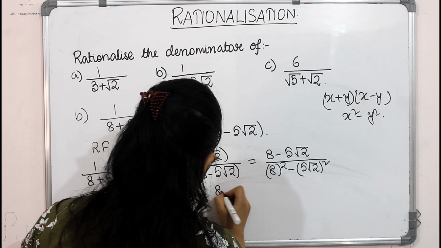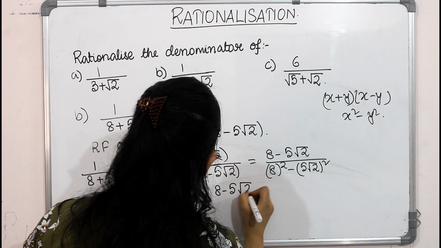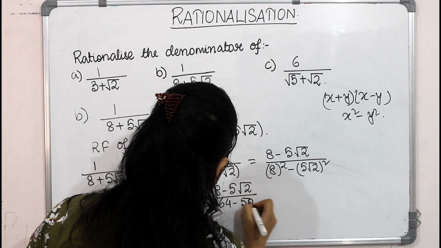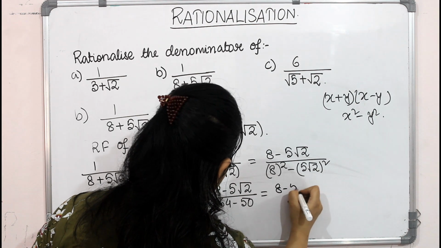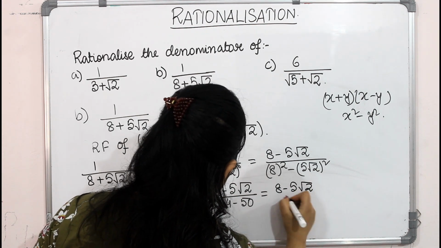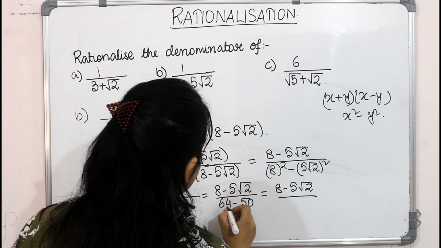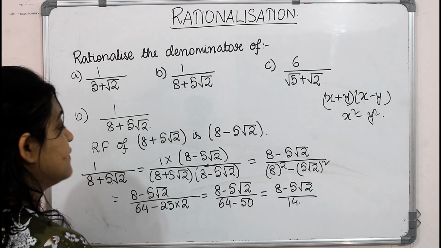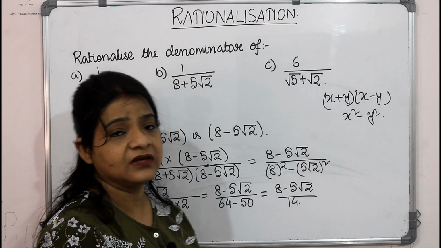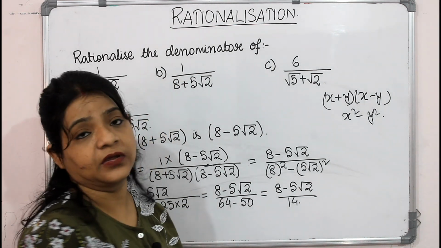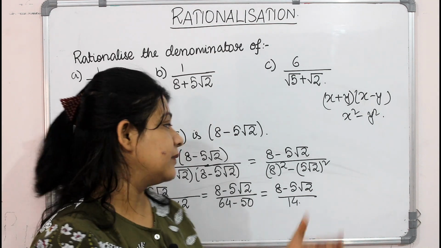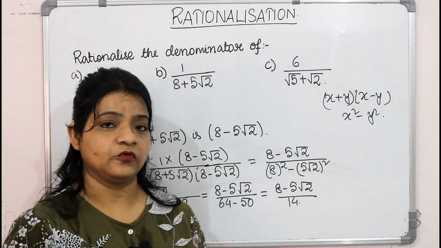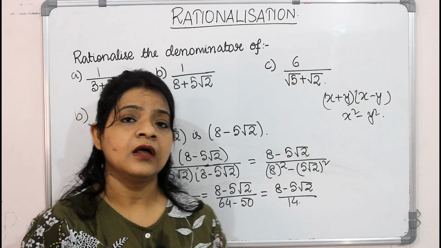So you are getting 8 minus 5 root 2 divided by 64 minus 50. So you are getting 8 minus 5 root 2. 64 minus 50 is how much? 14. So 14 is the final answer. You can reduce it later. It's up to you how much you keep. Okay, so later simplifications you will be doing. Okay, you can keep up to this. So let's move on to the next sum.